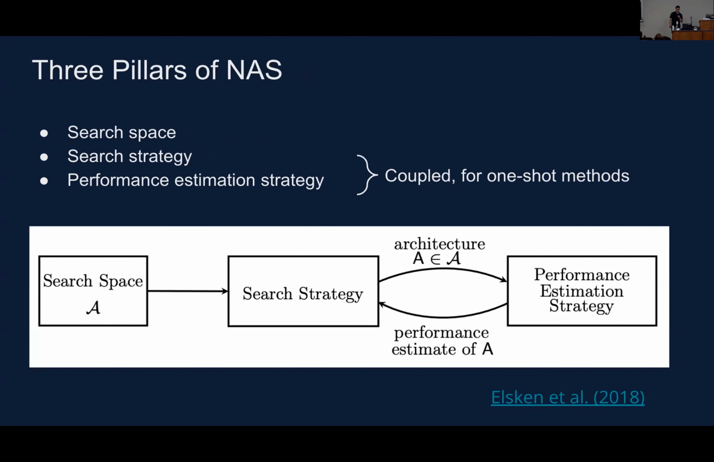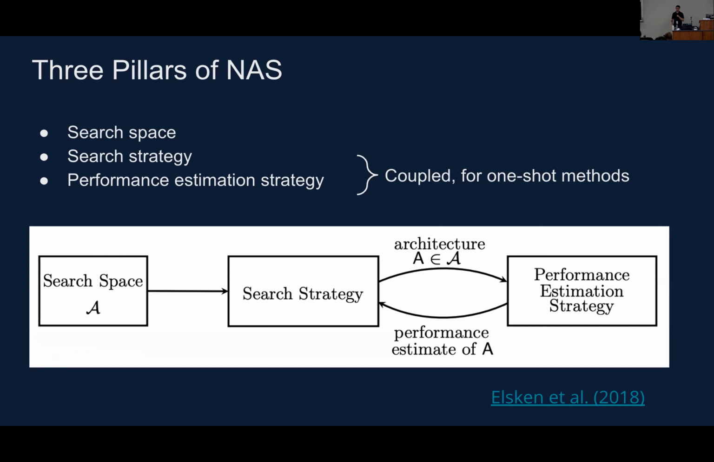Okay, and a useful taxonomy to keep in mind are these 3 pillars of NAS: the search space, search strategy, and performance estimation strategy. The way that many NAS algorithms work is that once we define our search space of architectures, we have some algorithm that searches, and it iteratively picks an architecture as a candidate, and then we estimate the performance somehow, and then feed that back into the algorithm, and then it picks the next candidate.